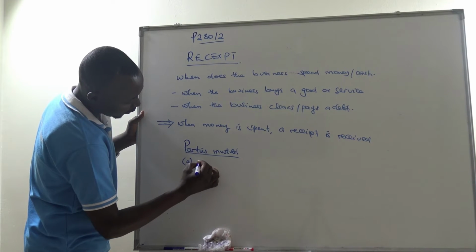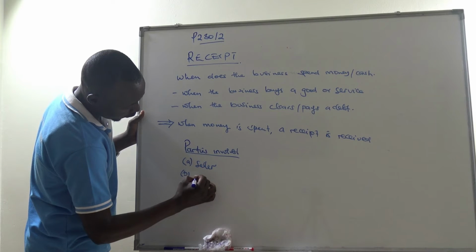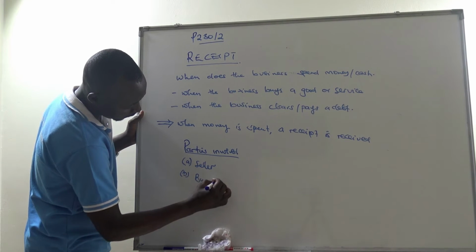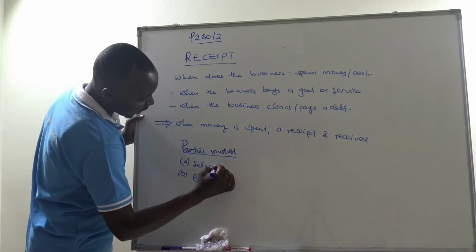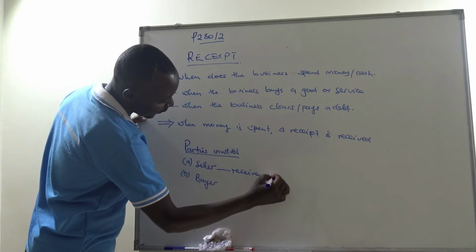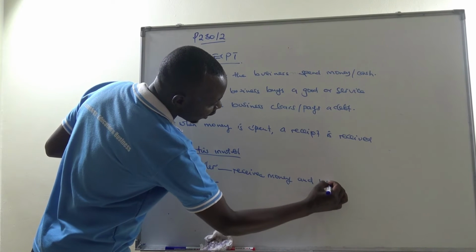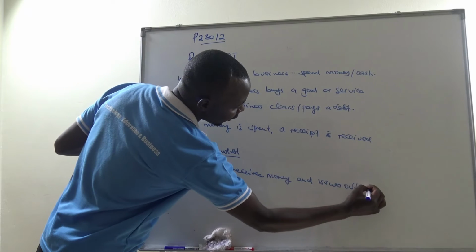One, the seller. Two, the buyer. The seller receives money and issues out a receipt.